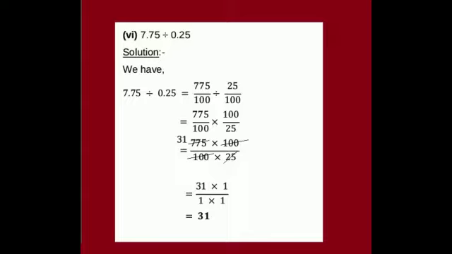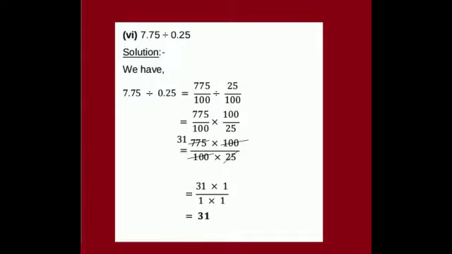Sixth subdivision, 7.75 divided by 0.25. 7.75 will be written as 775 by 100 and 0.25 will be written as 25 by 100. That is 775 by 100 divided by 25 by 100. Now 775 by 100 into the reciprocal of 25 by 100, which is 100 by 25.